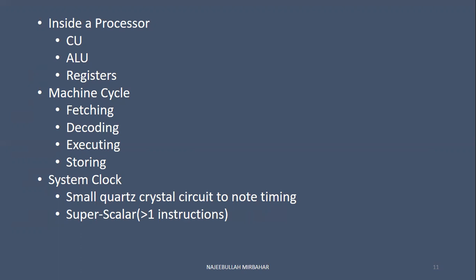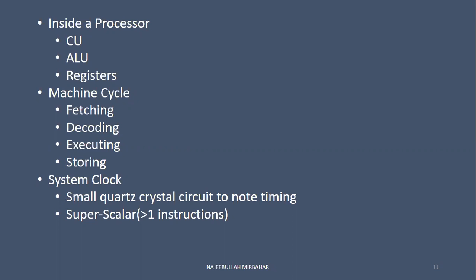Decoding means the computer understands and converts it into its own language. Like, we know computer has binary language. That means the computer only understands binary language. Computer doesn't understand I want to write a, but it understands its own language. When it translates my language into the computer's own language, this step is called decoding.